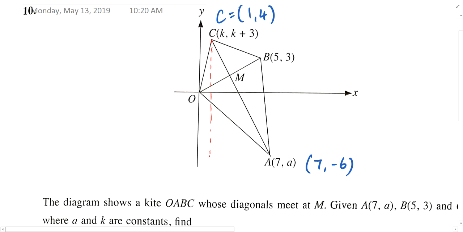This vertical line is parallel to the y-axis. Can you tell me the equation of this vertical line? Well, y, where got y? X equals to 1, okay. Now I'm going to draw a horizontal line over here. Tell me the equation of this horizontal line. Y equals -6.